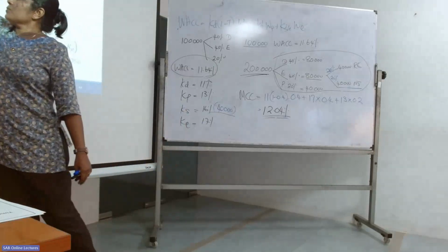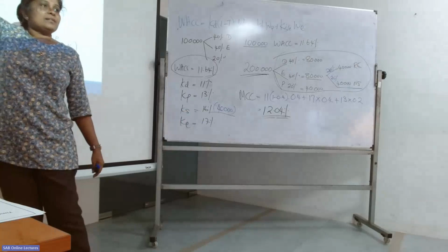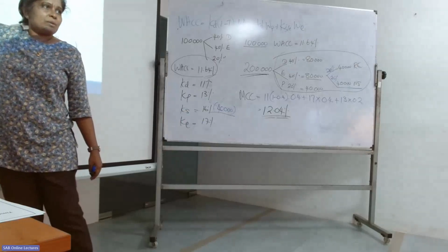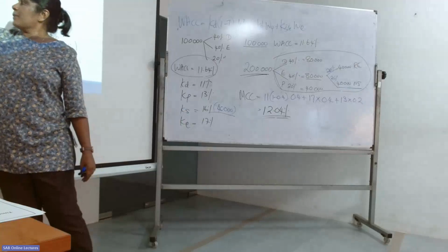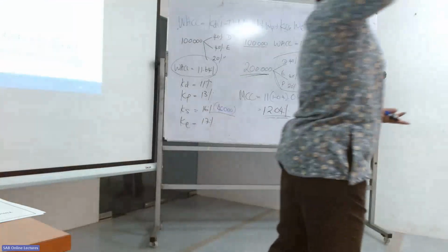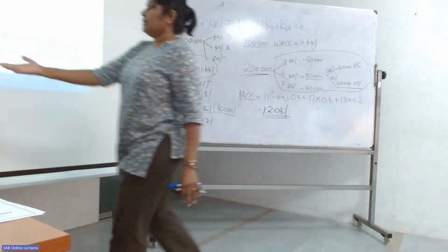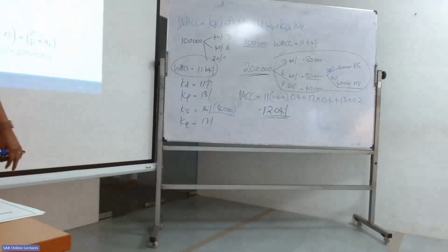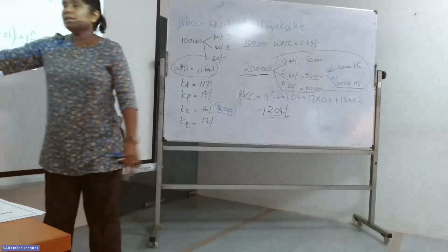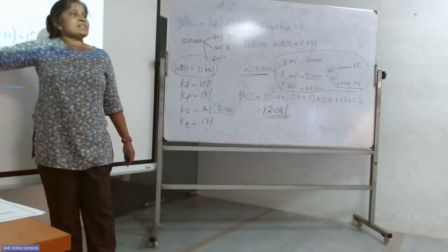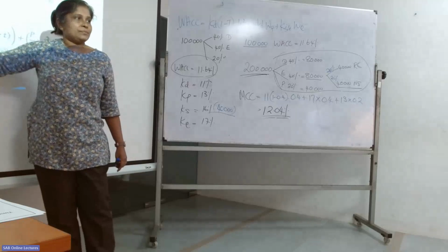For the 100,000, if our capital is 100,000, this is the value, calculated as 11.62. When our capital is 200,000, that value is 11.84. With the additional 100,000, the cost becomes 12.04. This is the marginal cost of capital.